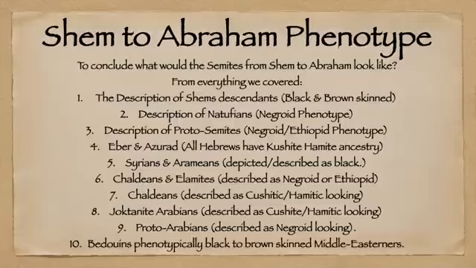To conclude, what would the Semites from Shem to Abraham look like? From everything we covered: 1. The description of Shem's descendants are black and brown. 2. Description of Natufians, Negroid phenotype. 3. Description of Proto-Semites, Negroid or Ethiopic phenotype. 4. Eber and Azurat, all Hebrews have Cushite, Hamite ancestry. 5. Syrians and Arameans are depicted and described as black, east of Armanus.